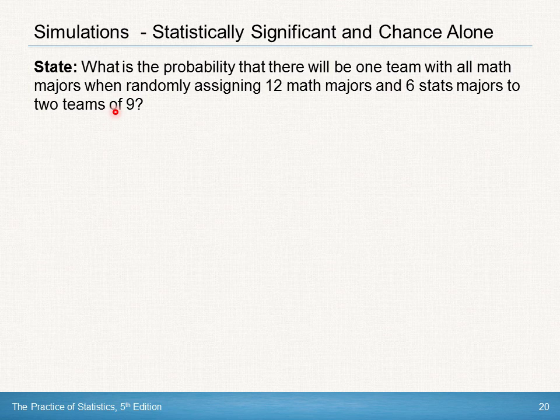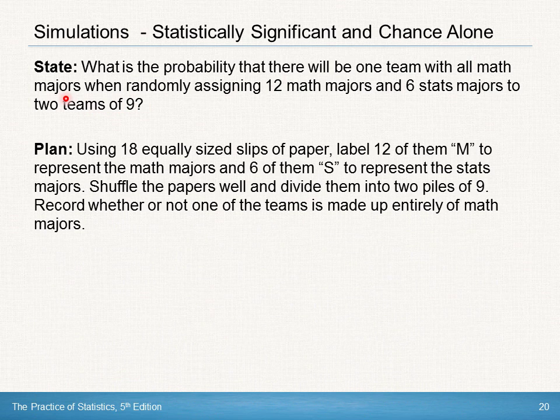So this is a little bit different. In the previous question, we were actually finding the probability. Okay, we were estimating what the probability would be. In the previous question, we were checking how many boxes we needed to get. In this question, we're saying, okay, is this statistically significant? Could this happen by chance alone? So what's the probability that there will be one team with all math majors? How can we do that?